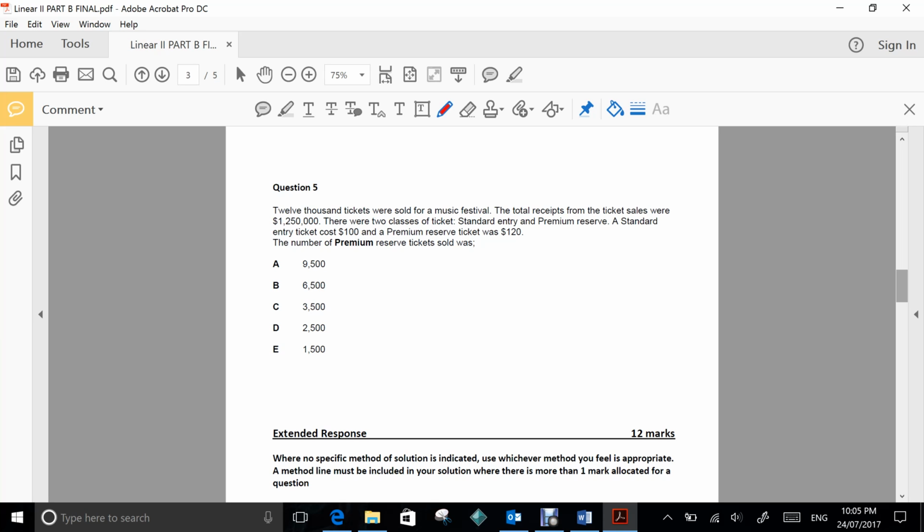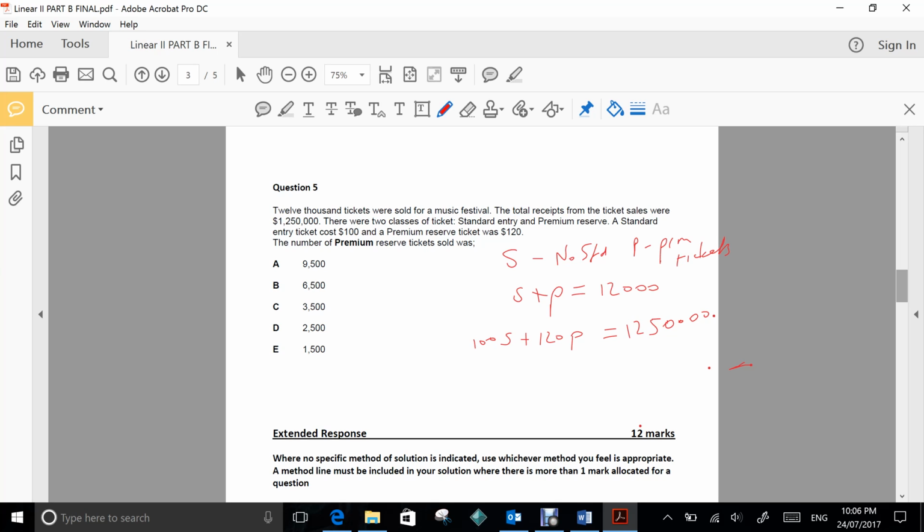So 12,000 tickets. If we call S the number of standard tickets and P the number of premium tickets, then S plus P has to equal 12,000 because there were 12,000 tickets sold. That's in the first sentence. And the second sentence says the amount of money made, which is going to be 1,250,000. Make sure I got the right number of zeros there. It is going to be $100 for every standard ticket plus $120 for every premium ticket.